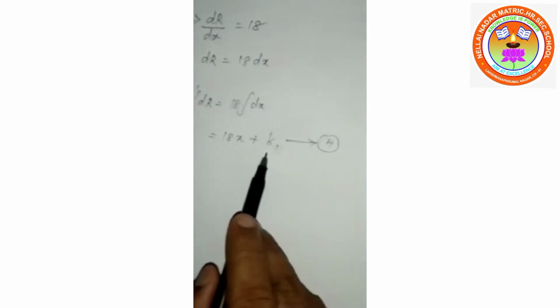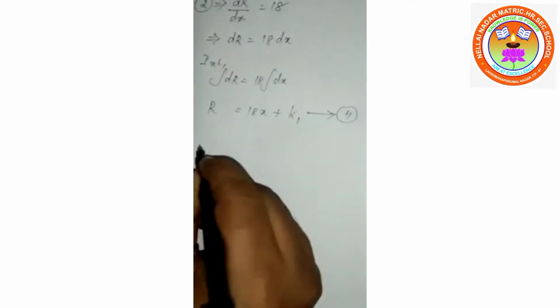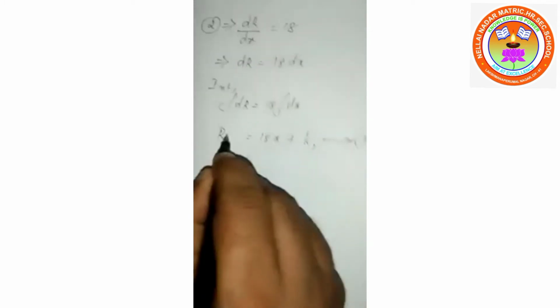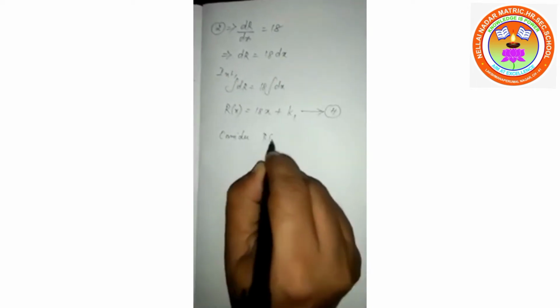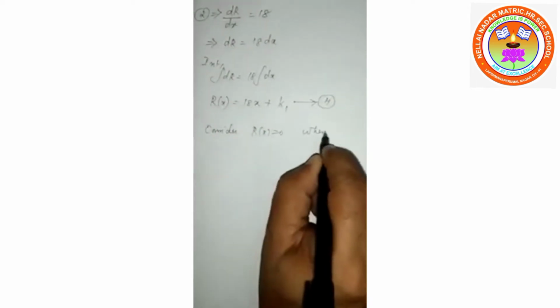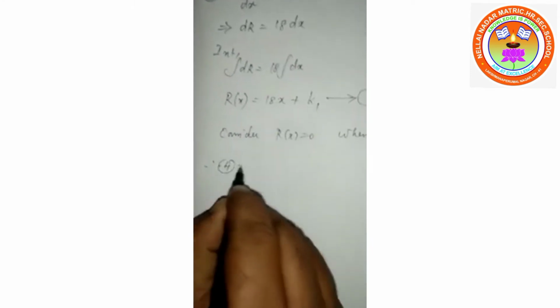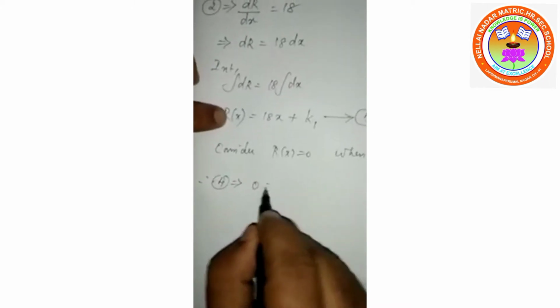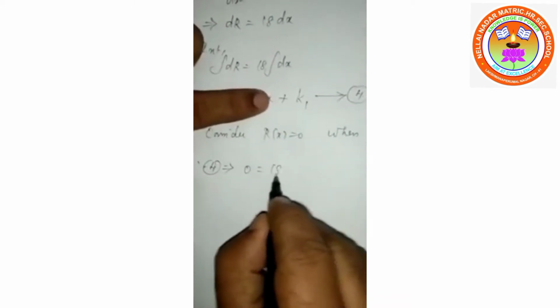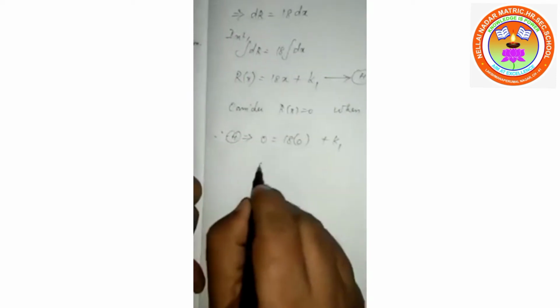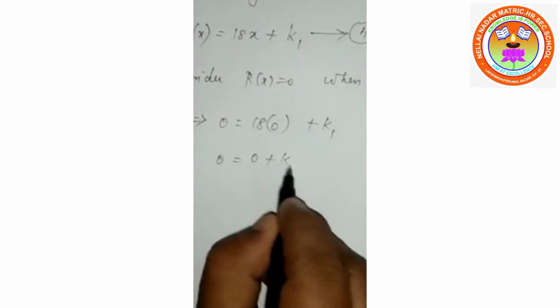To find the constant k1, no such condition is given in the question. So consider, if the r is in terms of x, write r of x. Consider r of x equals 0 when x equals 0. Therefore, equation number 4 implies r of x equals 0, then 18 into x, x equals 0, plus k1. So 0 equals 18 into 0, 0 plus k1. Therefore, k1 equals 0.